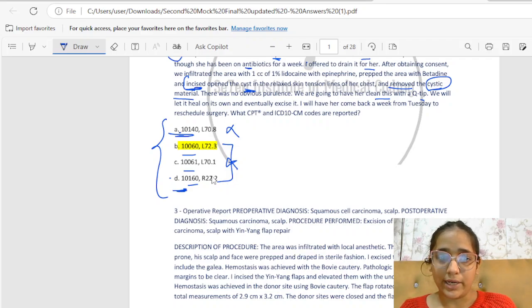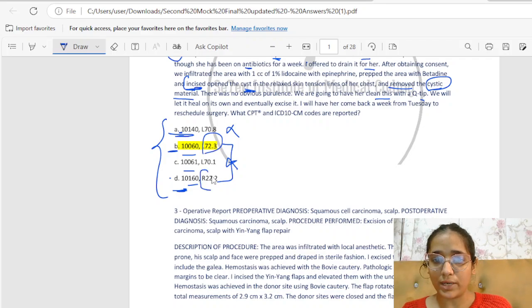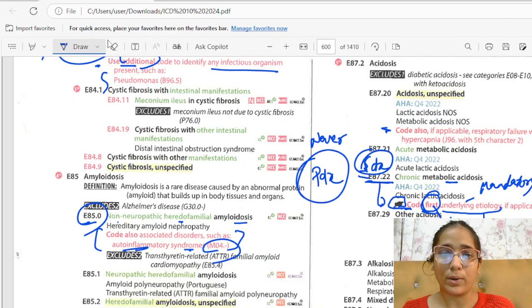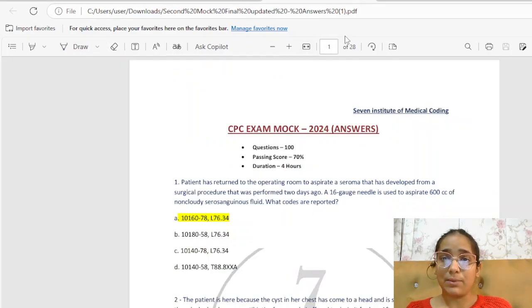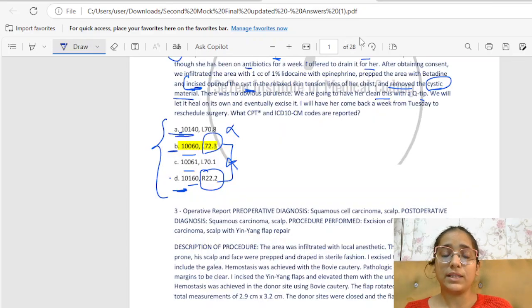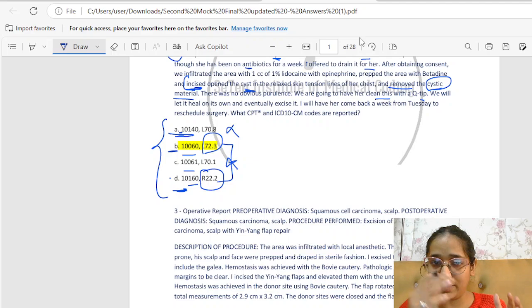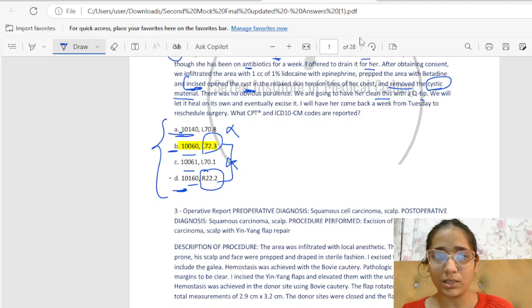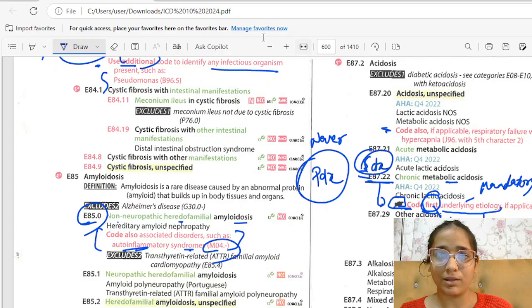Sorry, not A and D, B and D, and the difference between these two is the ICD. Now we have to look at the ICD and find out what the code will be. While solving the exam, you have to refer to the tabular only for the ICD. You are not going to review the ICD index part to find out the code. What you have to do is go into the tabular and locate these codes. So let's look at the L72.3 first.